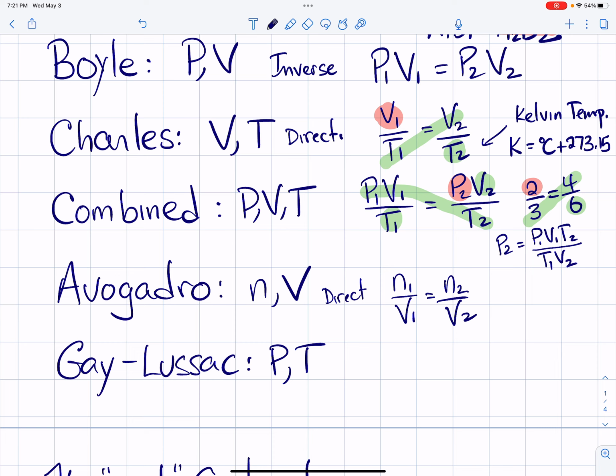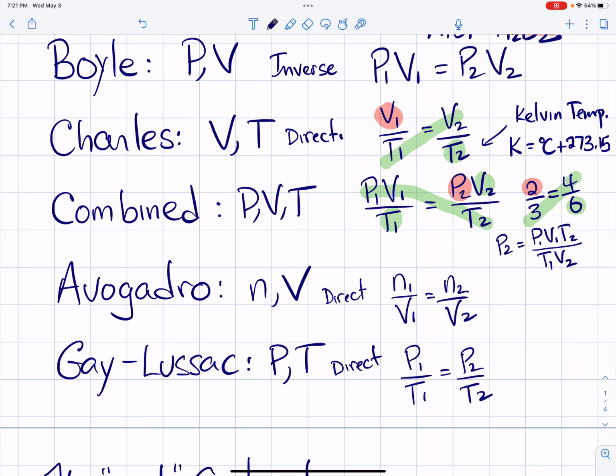Gay-Lussac's law is where pressure and temperature are changing. It's also a direct relationship, so P1 over T1 would equal P2 over T2. A graph of P versus T would be linear, and when you solve this, you use cross multiplication. You always use Kelvin temperatures.